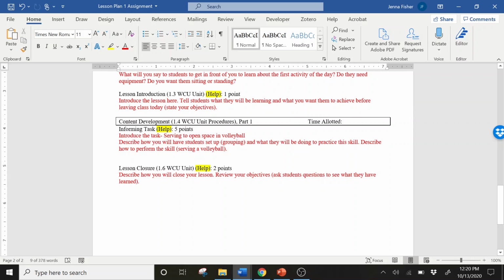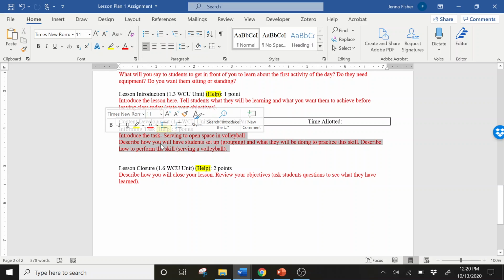This is not a game. They're not in a game setting. They're only practicing that serve. So they're serving over the net, usually to open space. So describe your task. You have a little bit of free reign here. So if you have some really creative ideas, go ahead and show me a really cool task or activity to get students to serve over the net, to open space in volleyball.